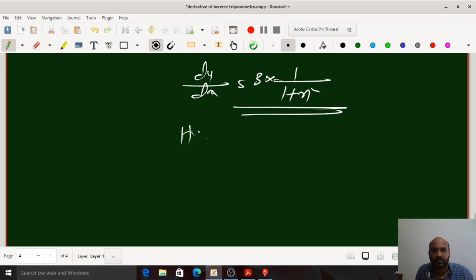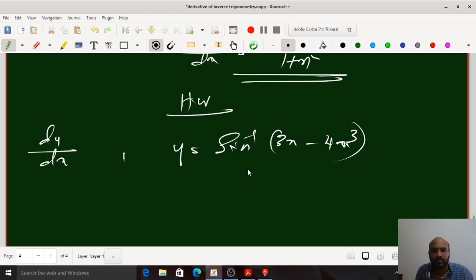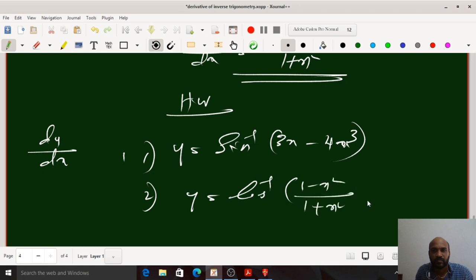Homework: find dy by dx where y equal to sine inverse of 3x minus 4x cube. First you have to simplify, you have to write its simplest form, then you have to differentiate. So that is the first question. Second one, y equal to cos inverse of 1 minus x square by 1 plus x square.